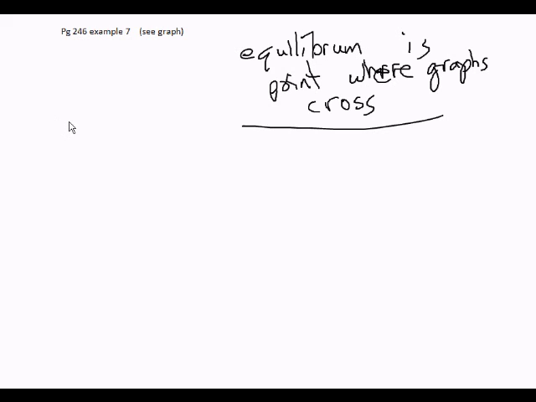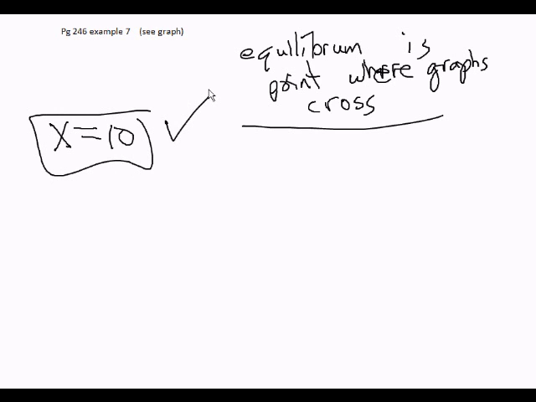No, see, that's the y. So, yeah, 10 is the answer. So, what is the price at equilibrium? The answer is x equals 10. That's all they're looking for. What is the price at equilibrium? And the answer is x equals 10.